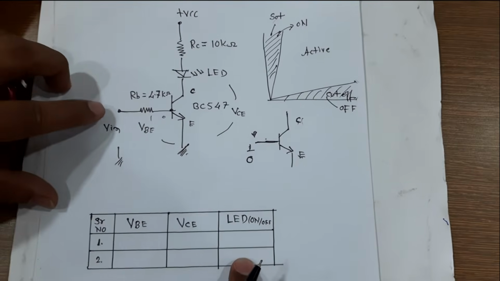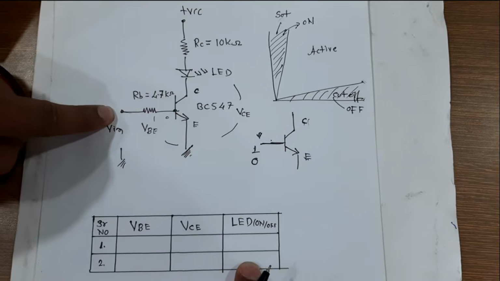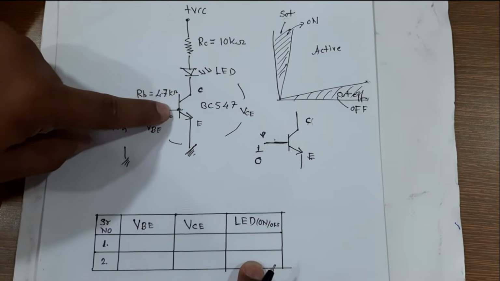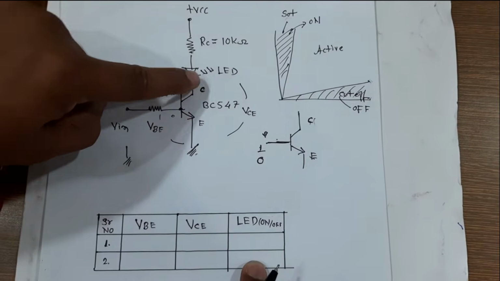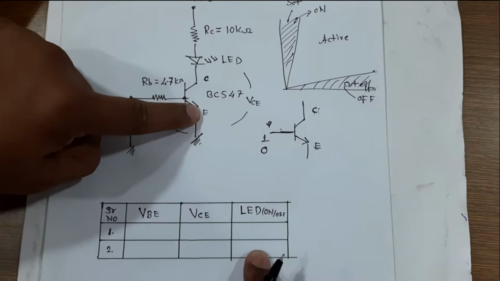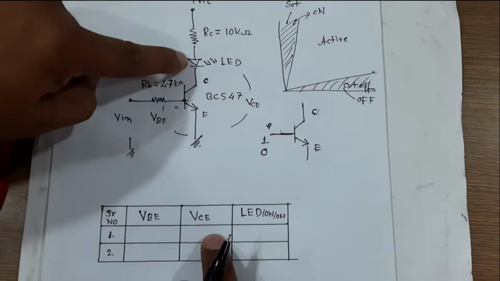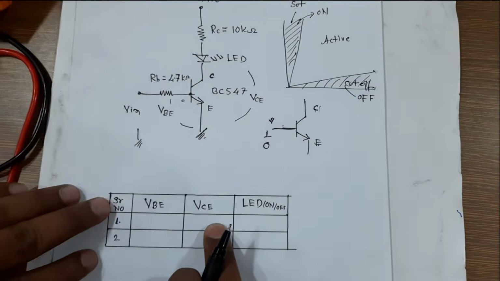Now, if the input to the base of the transistor is a logic 0, it means the current flowing to the base, that is IB, is 0. This means that the flow of charge from collector to emitter is also 0. If this is 0, the LED should always remain off. Okay, now let us perform.